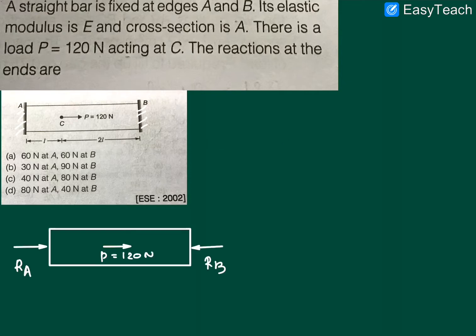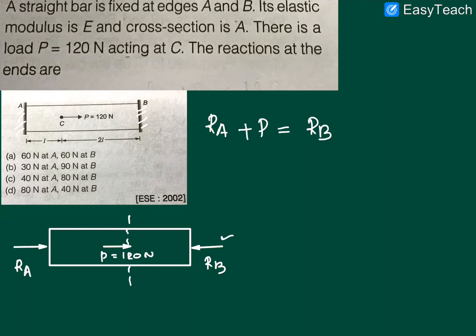I just assume the Ra reaction is in this direction and Rb is in this direction. While writing the equilibrium equation for any section, take this section. For any section, the net force acting at that point should be 0 for static equilibrium. Therefore, we can write that Ra plus P is equal to Rb.